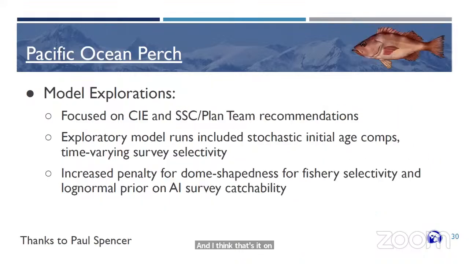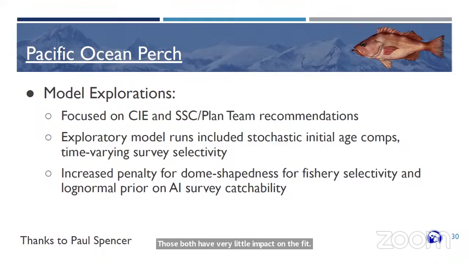Okay. Moving on to Pacific Ocean perch. Paul Spencer presented model explorations for POP and focused on responses to the CIE, SSC, and plan team recommendations. Some of the exploratory model runs included estimating stochastic initial age comps. That was model 24.1, and time varying survey selectivity, which was 24.3. Those both have very little impact on the fit.